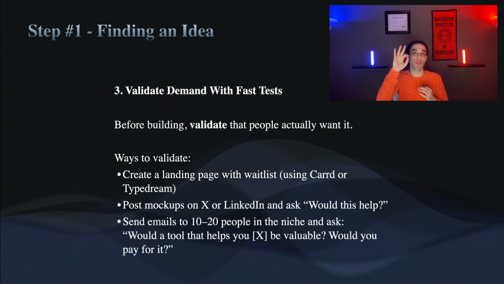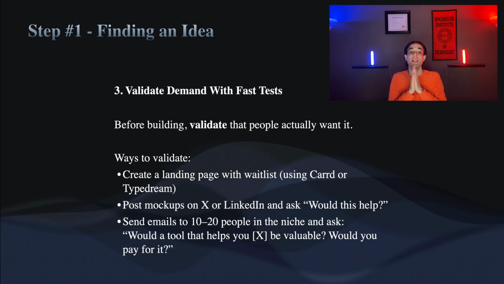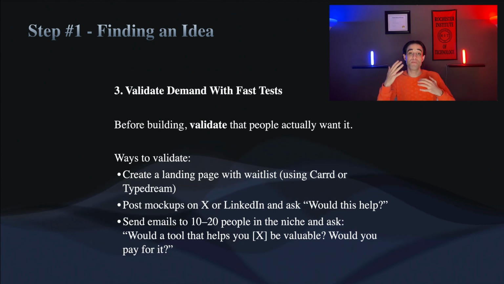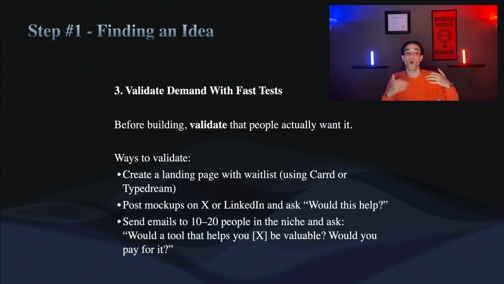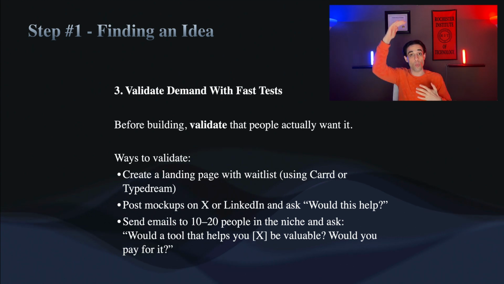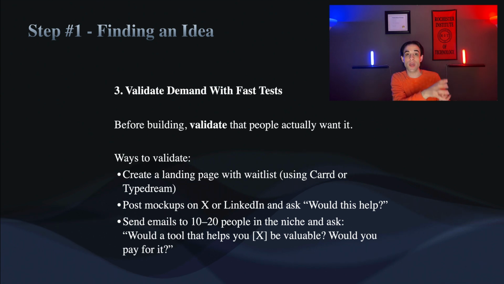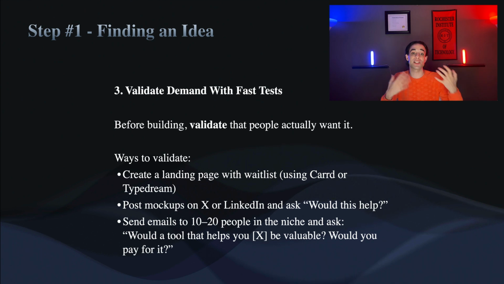And so step number 3, when it comes to finding an idea, is validate demand with fast tests. What that means is before building, validate that people actually want your software product. One way to validate your idea is to create a landing page with a waitlist, using Carrd or Typedream. These two software tools allow you to create a one-page landing page. You can put your software product on there, what it does, and have people go through it to see what your product is about.